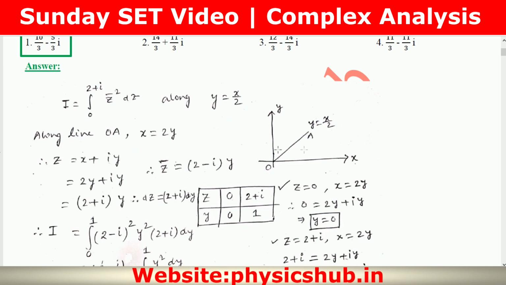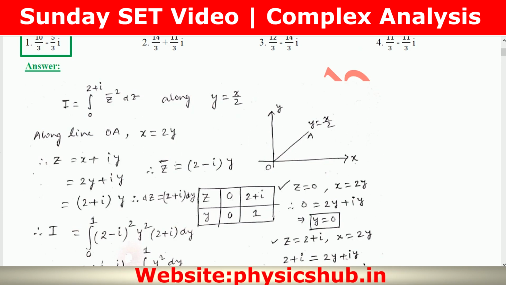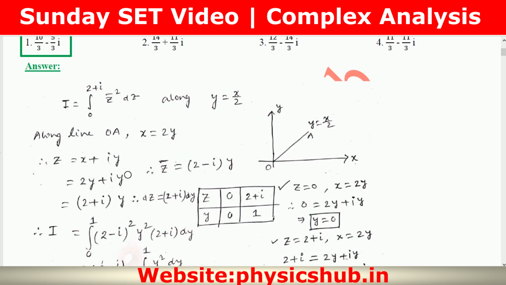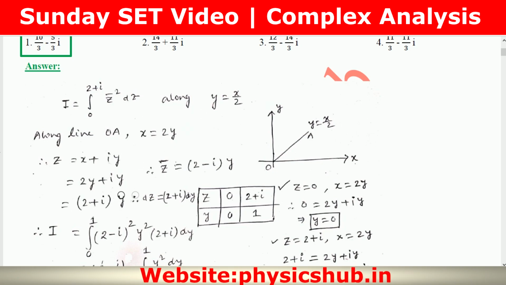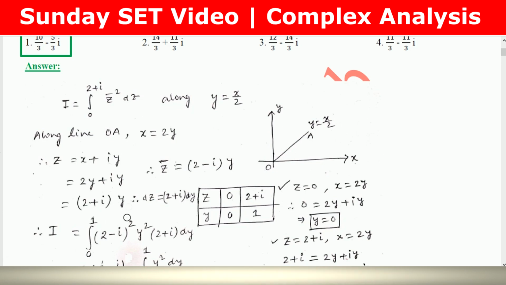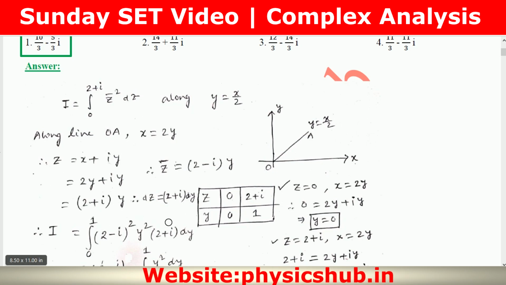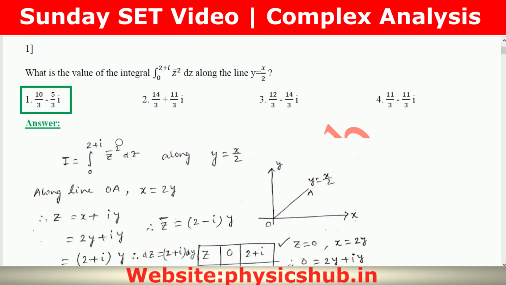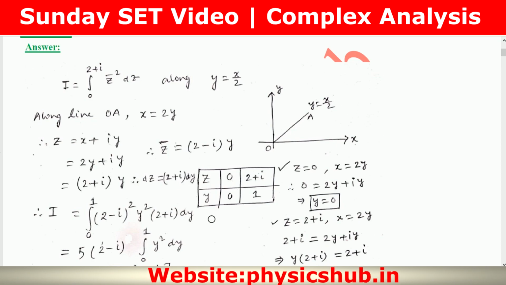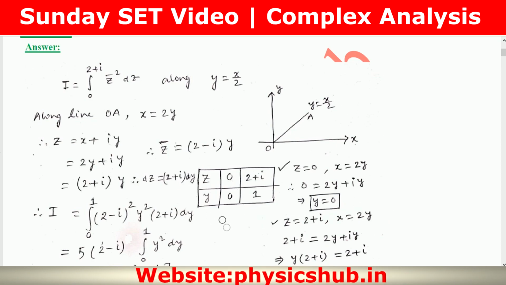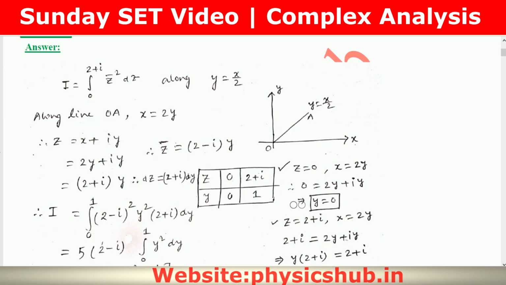Now along the line OA, x equals twice y. Now we know that z equals x plus iy. So we are trying to write everything in terms of y. So in place of x we place 2y, then plus iy, therefore z equals 2 plus i into y. Therefore dz equals 2 plus i into dy. Now the limits of z are given as 0 and 2 plus i. We are converting the limit into the limit of y. So when z equals 0, y equals 0, the calculation is shown here, and when z equals 2 plus i, y equals 1.